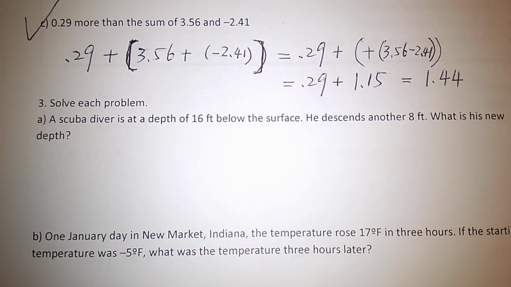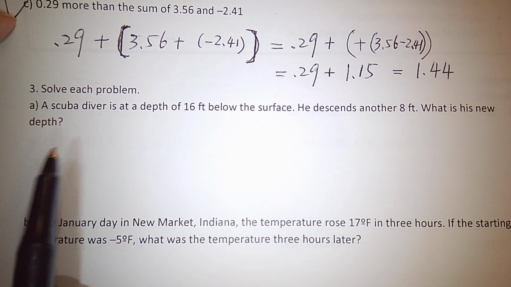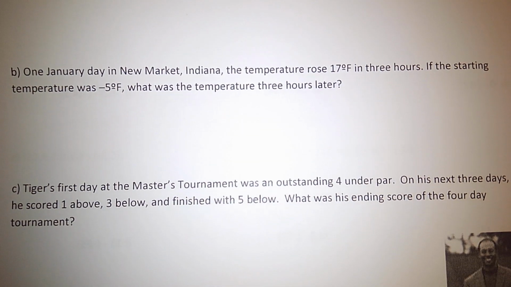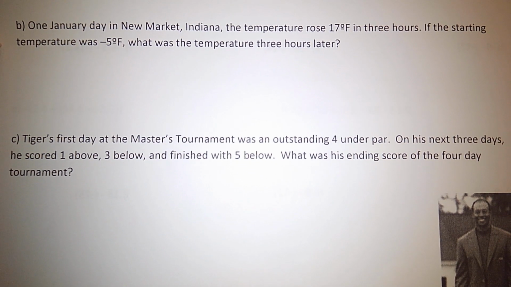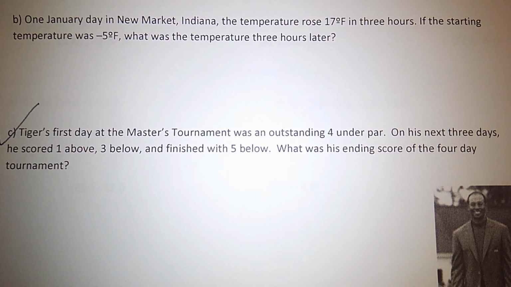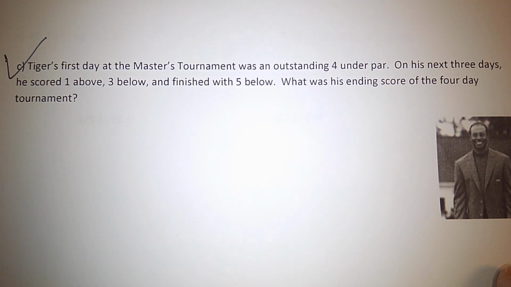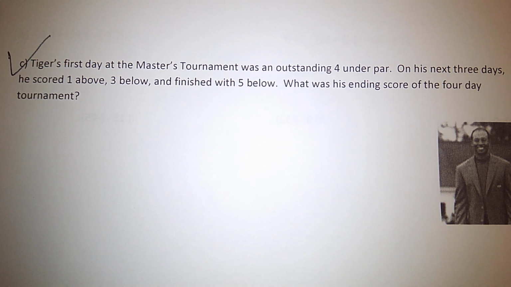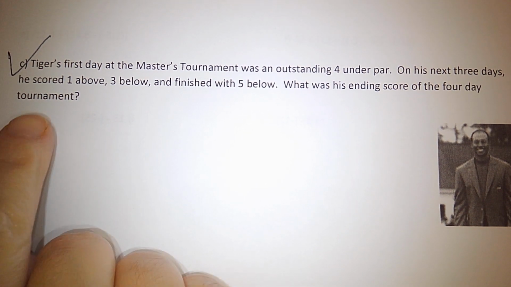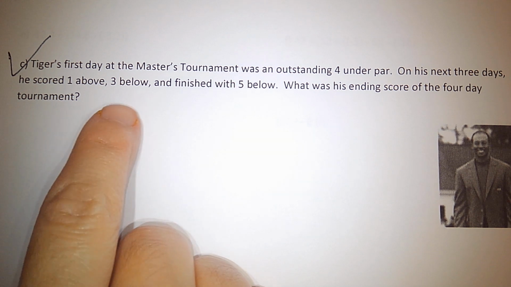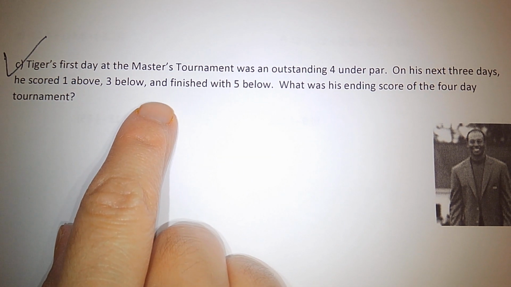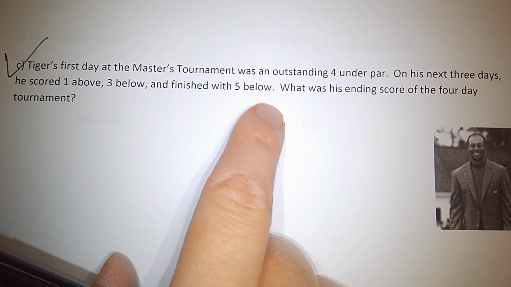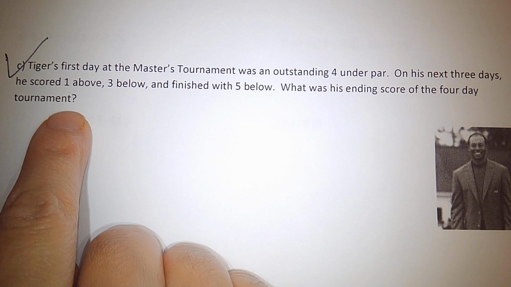Okay, example 3. Solve each problem. We have question A, B, and C. Let's try C together. I'm going to ask a volunteer to read question C for us, and then we do it together. Ronald, can you read? Tiger's first day at the Masters tournament was an outstanding 4 under par. On his next 3 days, he scored 1 above, 3 below, and finished with 5 below. What was his ending score of the 4-day tournament?